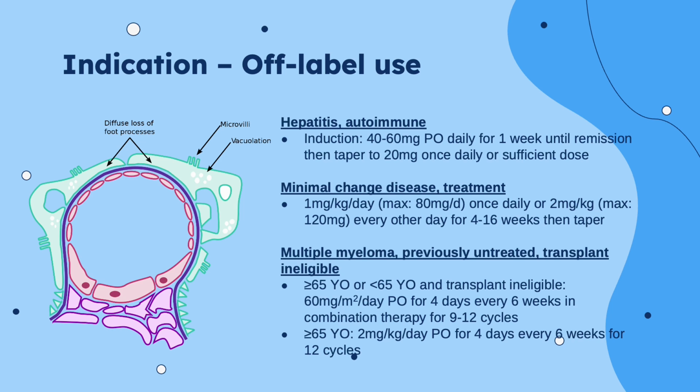For treatment of minimal change disease, it is orally dosed 1 mg per kg per day with a max of 80 mg per day once daily, or 2 mg per kg every other day with a max of 120 mg for 4 to 16 weeks. About 2 weeks after achieving complete remission, you'll want to gradually taper.